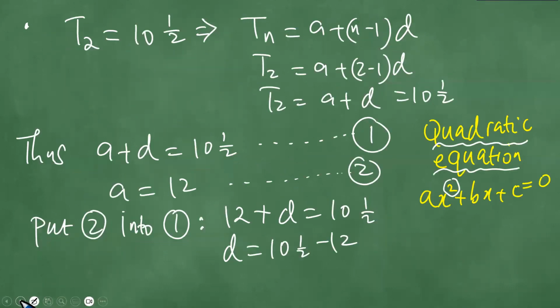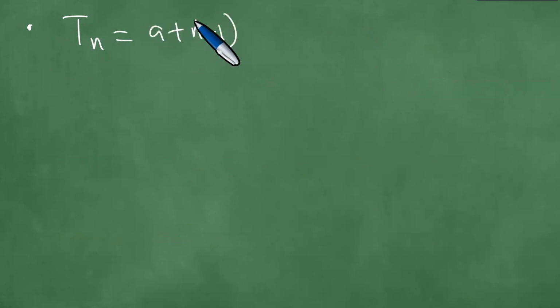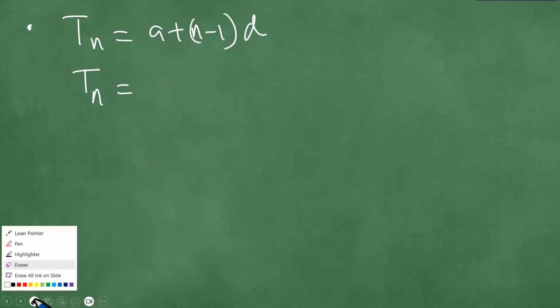So we're going to do the following. We're going to use the Tn formula. They're saying which term, so we're going to use this one. What is the first term? We saw that the first term is 12 in this question.